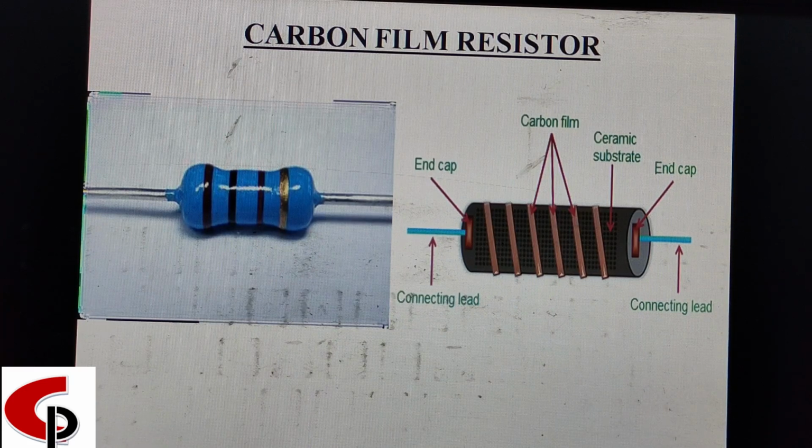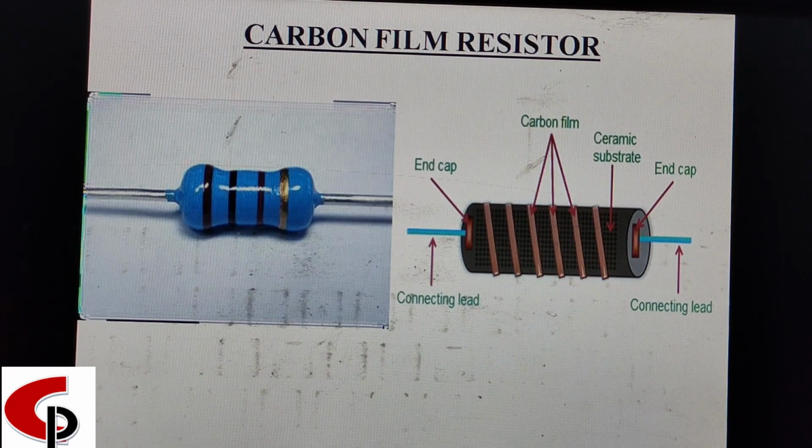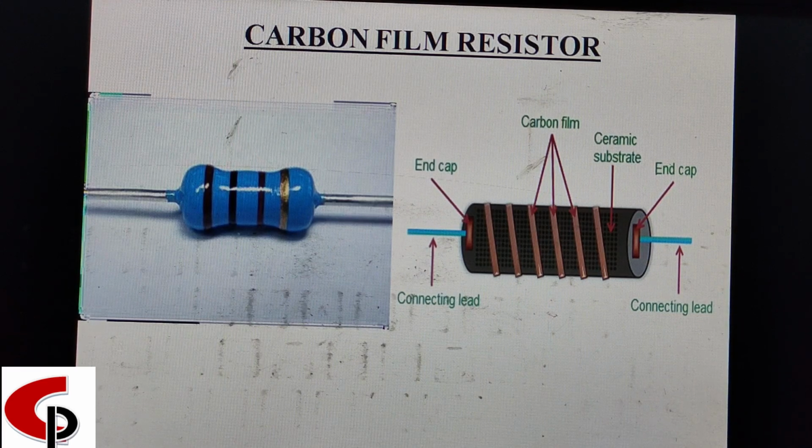helical carbon film cut. Carbon film resistors are more preferred over carbon composition resistors because the carbon film resistor produces less noise than the carbon composition resistor. The carbon film resistor has a lower tolerance value than the carbon composition resistor. The tolerance of the resistor is the difference between our desired resistance value and the actual manufactured resistance value.